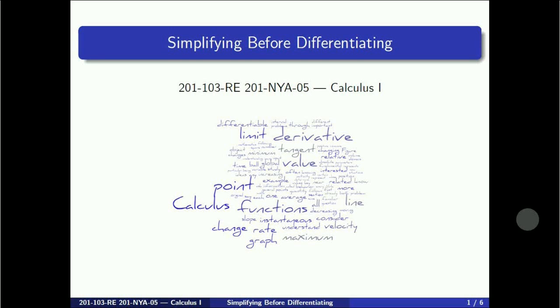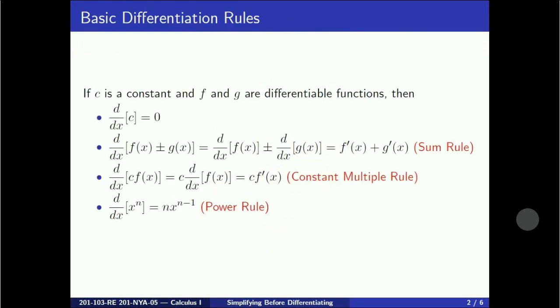Hi, in this video we look at three examples of functions that can be differentiated by writing them as a sum and difference of power functions. We are given the following basic differentiation rules. The derivative of a constant is 0.